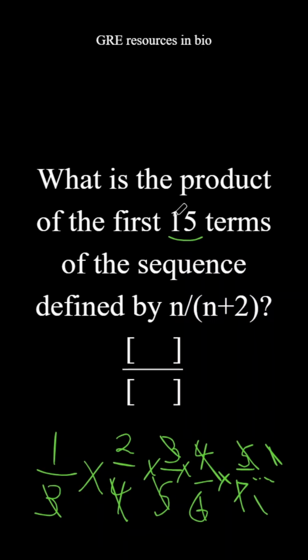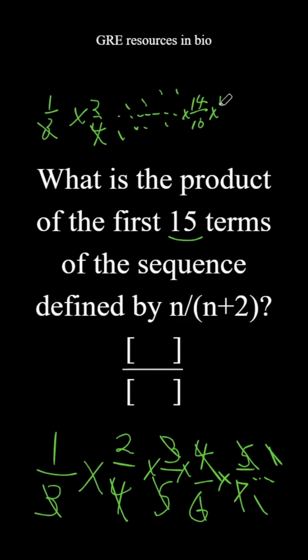So let's actually just write out the last 2 terms. So I'm going to do it like this. I'm going to do dot, dot, dot, 1 over 3 times 2 over 4. The 3's and 4's canceled. And now let's do the last 2 terms. We have the 14 over 16 multiplied by 15 over 17.